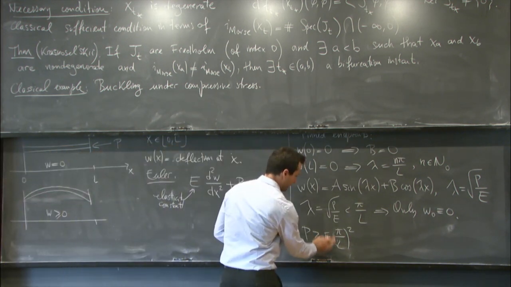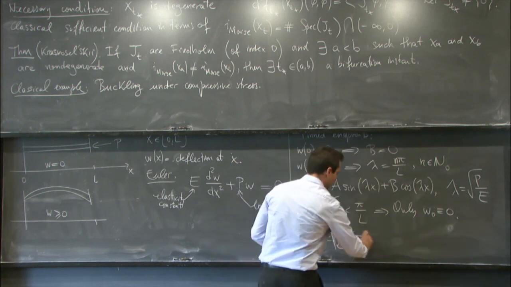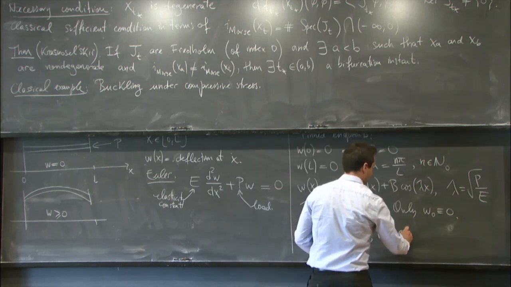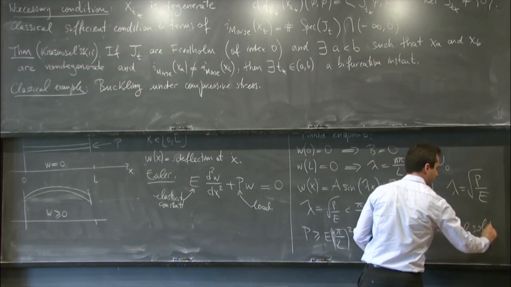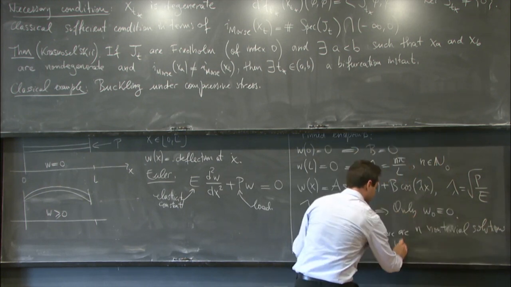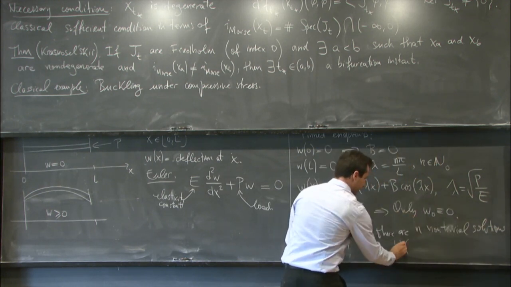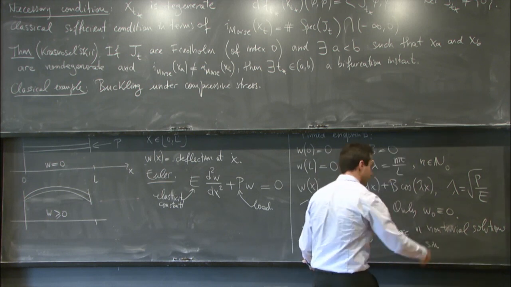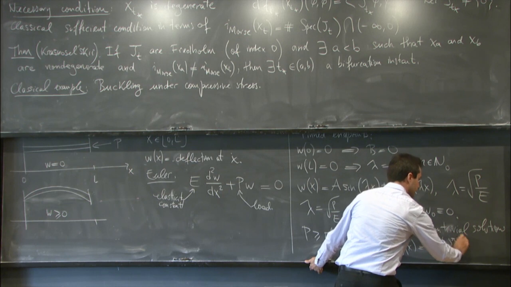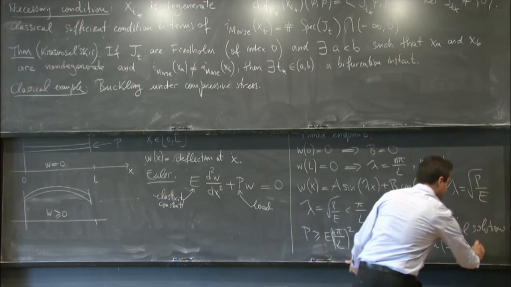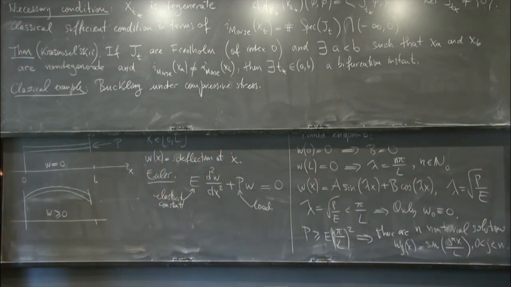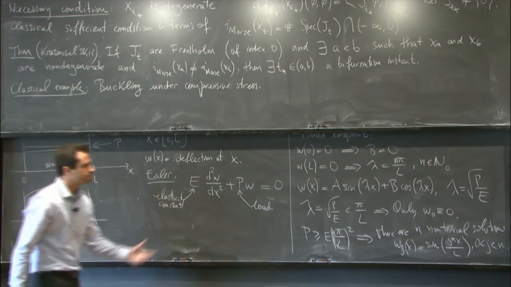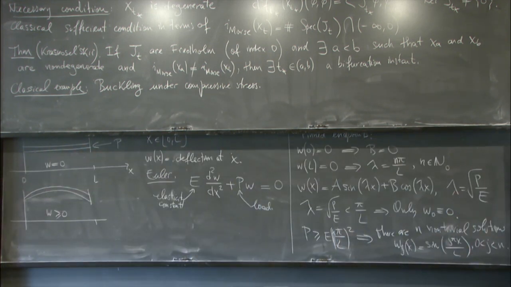So actually, if you pass n of these eigenvalues, then there are n non-trivial solutions. Of course, these are just w_n. Maybe I'll write w_j of x is sine of j pi x over L for every j between 0 and n. Right? So you start gaining these other solutions. And then you can draw a little diagram, perhaps, of how they look. So we have the trivial branch at 0.